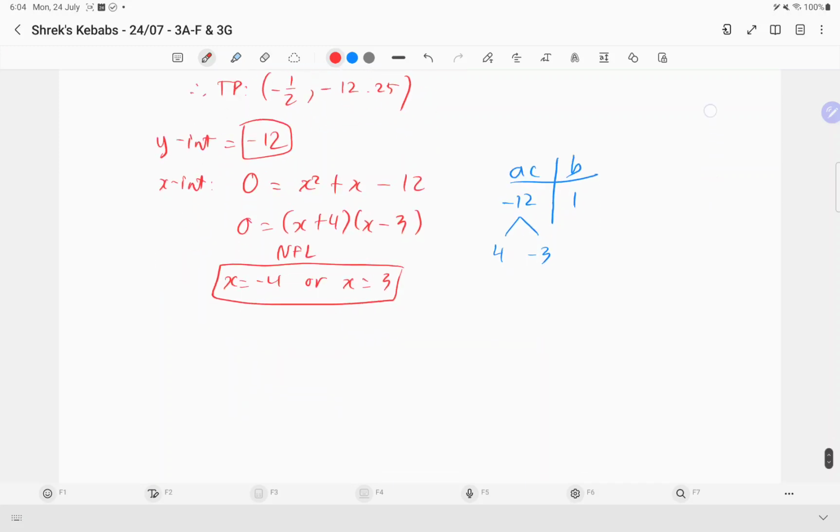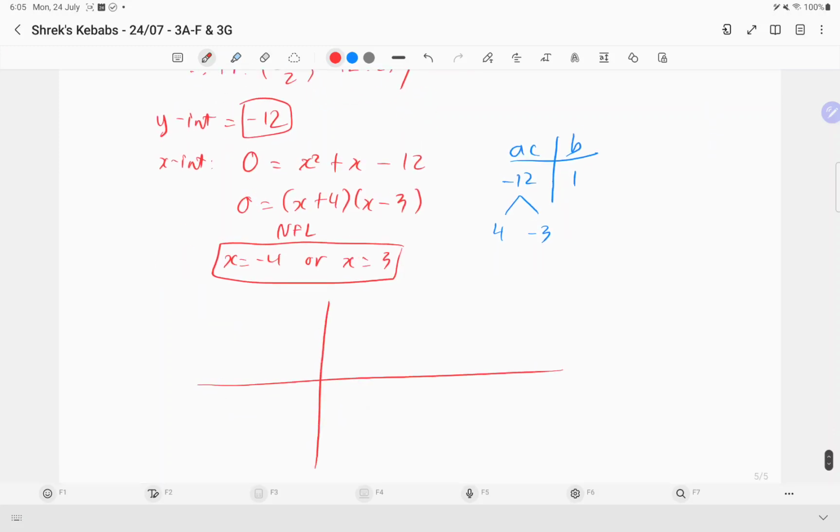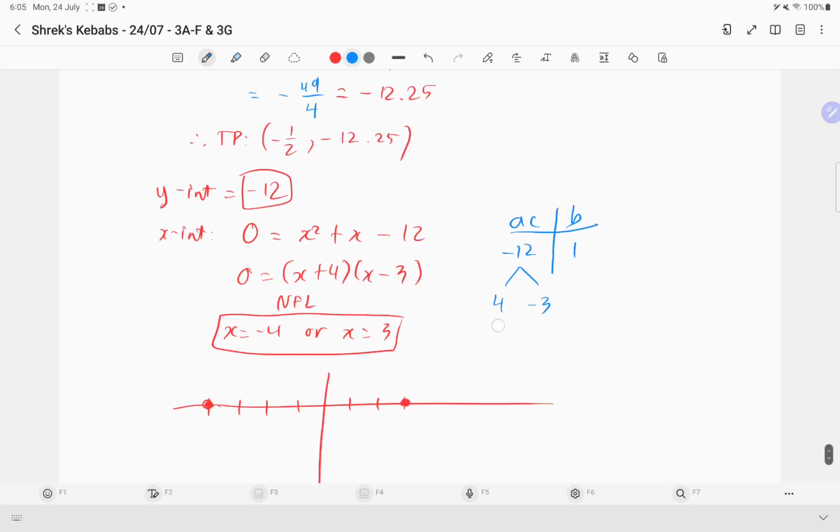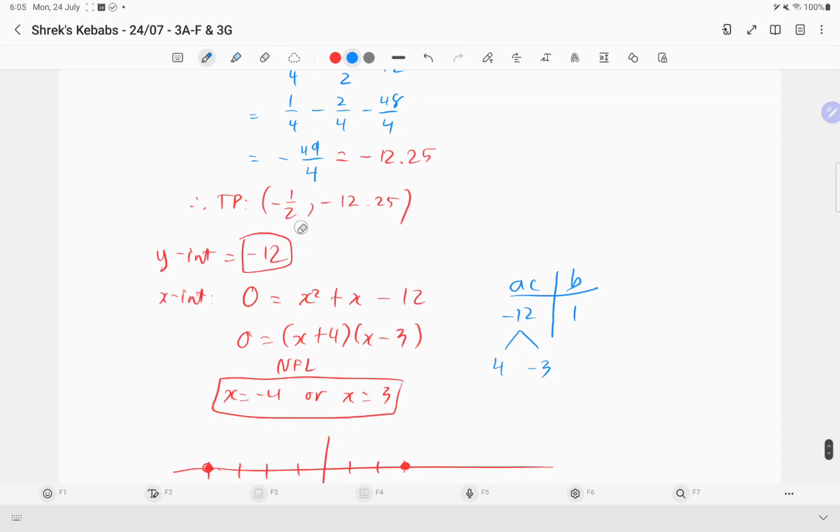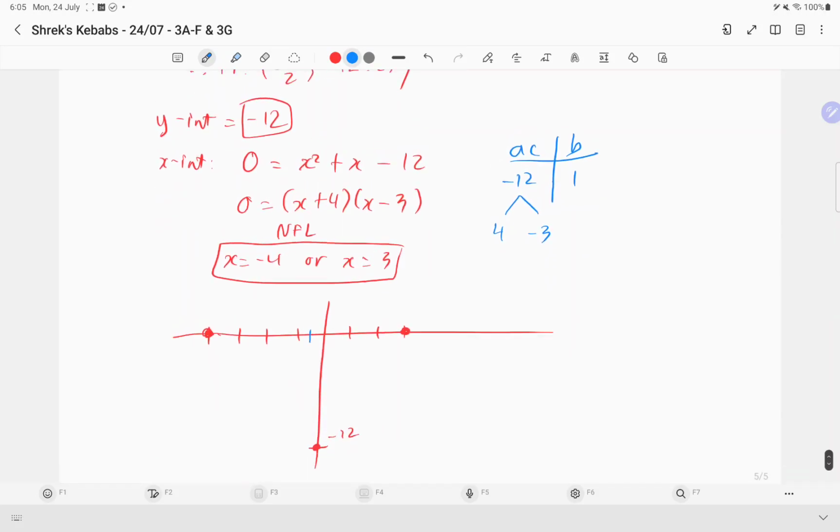We've got the intercepts, and then we can sketch it. Let's put in the y-intercept first, which is negative 12. These are all negative numbers, so negative 12 is here. And then x-intercepts are negative 4 and 3. So negative 4 is here, positive 3 is here, and the turning point is negative 1/2, which is around here. The y coordinate is negative 12.25, a little bit below 12. So this is negative 1/2, and then negative 49/4, which is that point there.